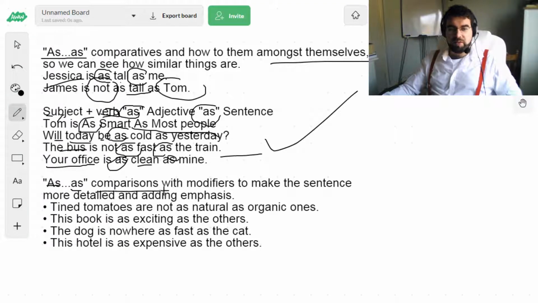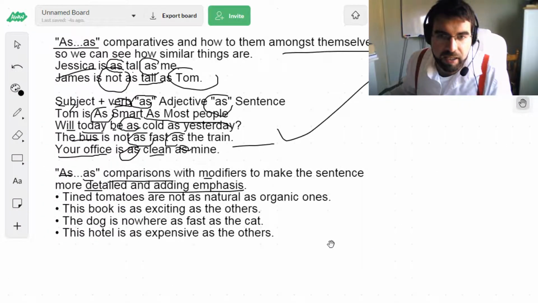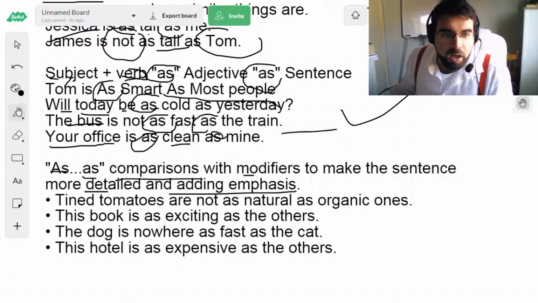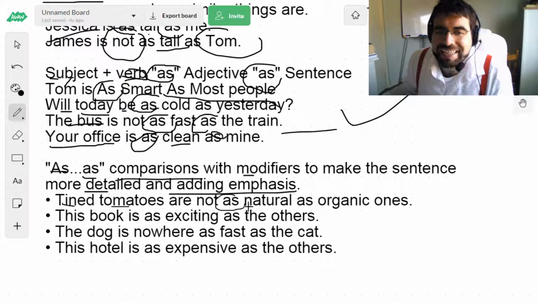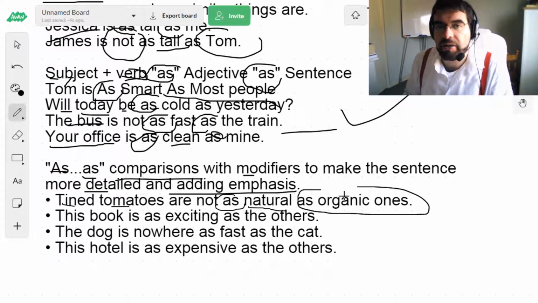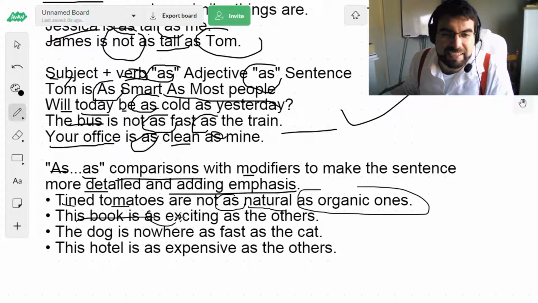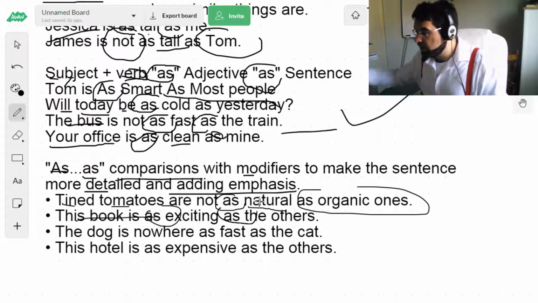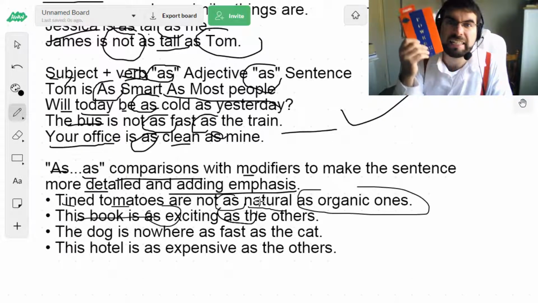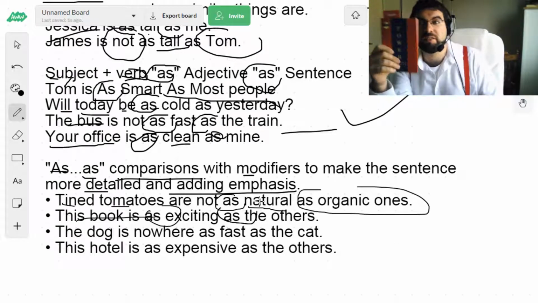As comparisons with modifiers make a sentence more detailed and add emphasis. So look, tinned tomatoes are not as natural as organic ones. When you're comparing things, we're using a modifier to add more detail or emphasis. This book is as exciting as the others. This book is as exciting as all the others.